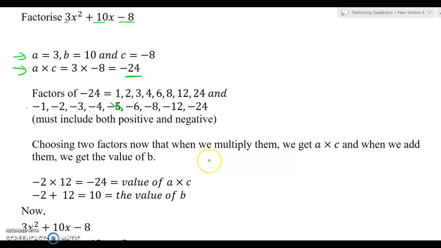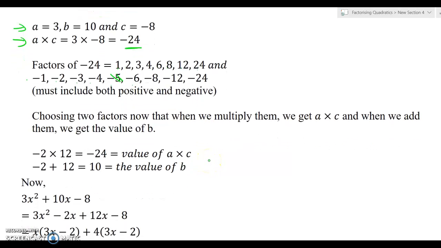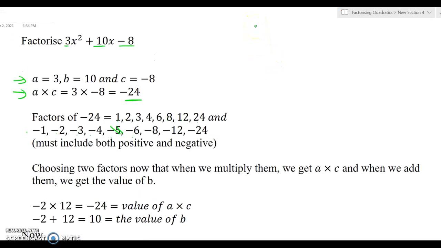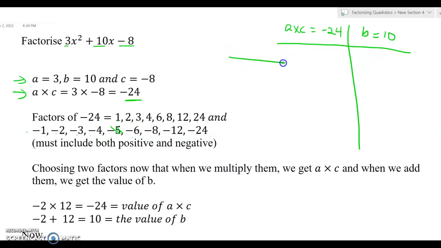So now we're going to choose two factors. Again, this is the tricky part. How do we choose two factors? I remember I showed you a little method. To choose two factors, we have to get the value of a times c, which is negative 24. But we must also get the sum, which is b, which is 10. So let's choose two numbers. We might have several options: two numbers that, when we multiply, will give us negative 24.